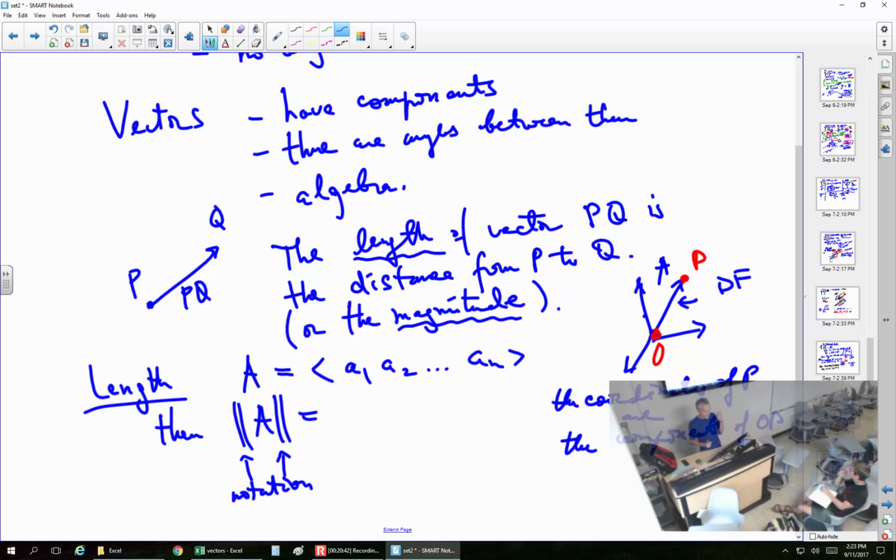Okay, and then if we plug them into the formula, them being the components, same as coordinates, we have our formula. So it's a1 squared plus a2 squared, and so on up to an squared.